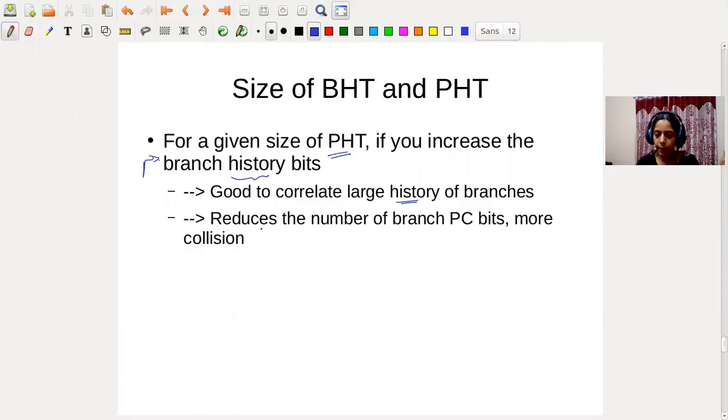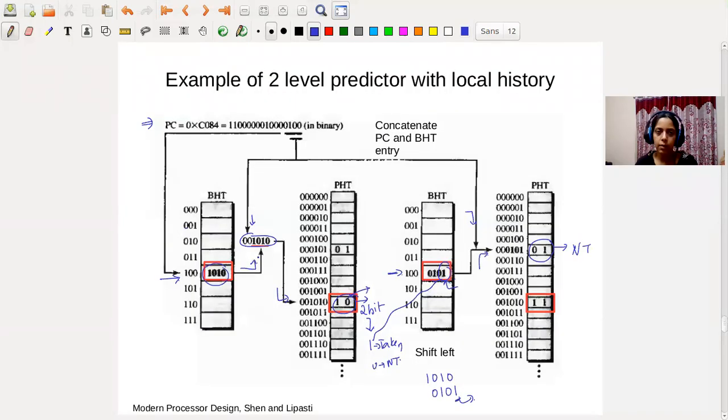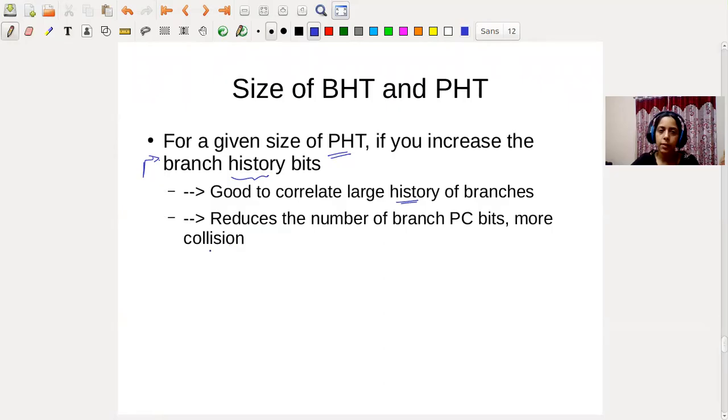But then what is also going to happen is, let us go back to this slide. If you increase the number of history bits, then the number of bits that you're going to take from the PC are going to reduce, because let's say in this case you need 6 bits to index into the PHT. So let's say I increase this to 5 bits. Then the BHT entry is going to be 5 bits, and I'm going to take only 1 bit from the PC. This is going to be a disadvantage because there are going to be more collisions, because there might be more branches which map to the same PC bits. So this is another useful thing to keep in mind.